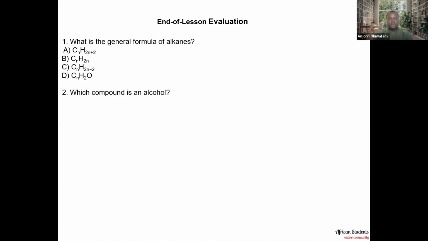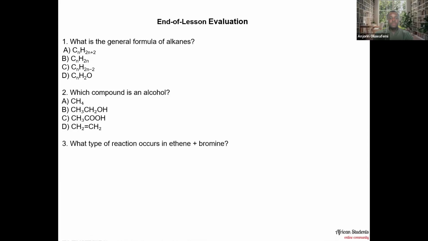Which compound is an alcohol? Is it CH4, CH3CH2OH, CH3COOH, or CH2 double bond CH2? So let me know what you feel the answer is in the comment section. And then if you look at it critically, you discover that the answer to that one should be B, CH3CH2OH.